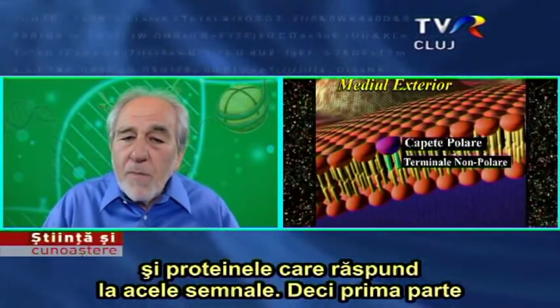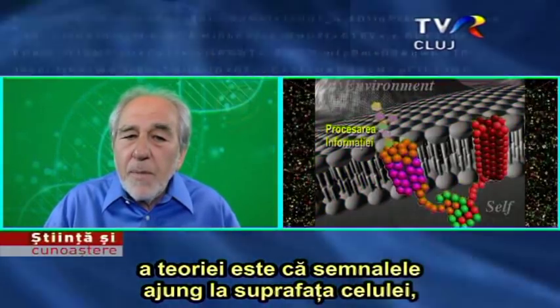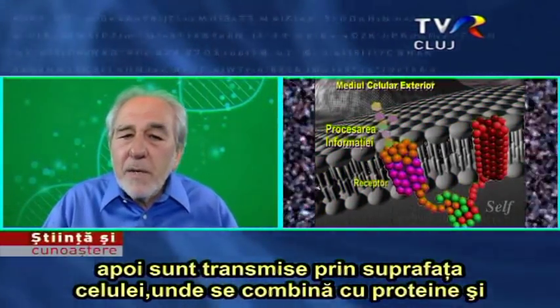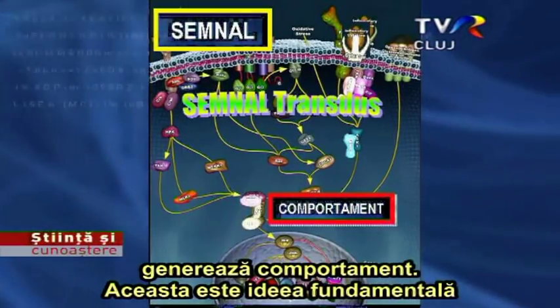So part 1 of our understanding is that signals come to the surface of the cell, and then are transmitted through the surface of the cell, where they engage with proteins and create behavior.